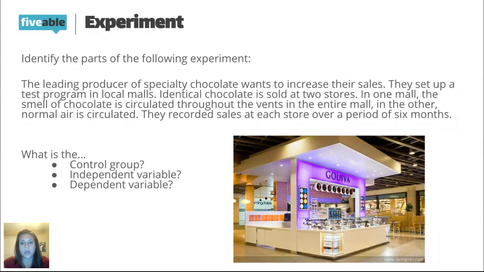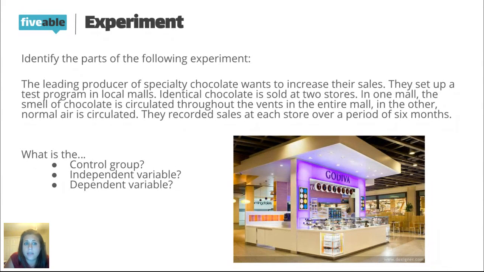So the result of the chocolate scented air is the dependent variable, which is the sales of the store. And so Christian got that one right. We're then measuring, does the chocolate air have an effect? And so the dependent variable is the stores and their sales. Good. So those are the 3 parts there.